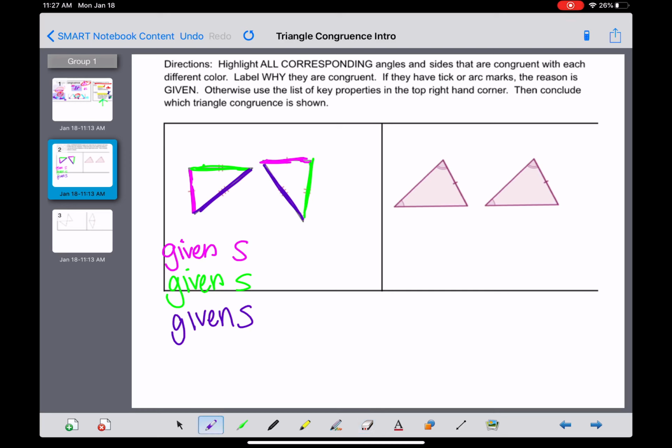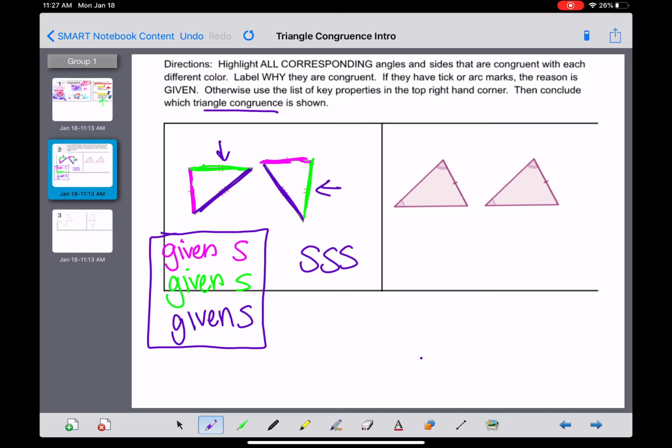So then I can conclude, they want you to conclude which triangle congruence is shown. Well, these 2 triangles are congruent due to side, side, side. So I'm asking for a lot with each picture. I'm asking you to highlight congruent parts with one another. I'm asking you to state the reason why they are congruent. And then I'm asking you to tell me which triangle congruence statement or shortcut is shown.